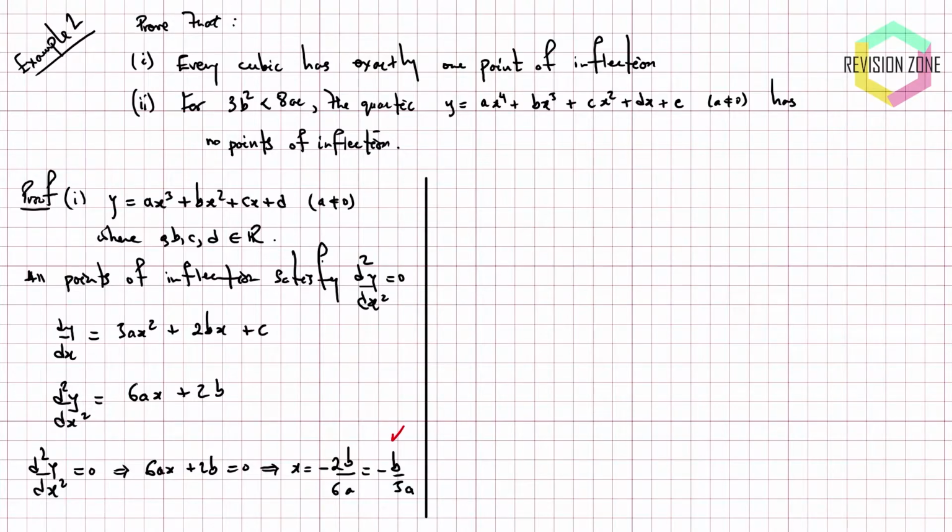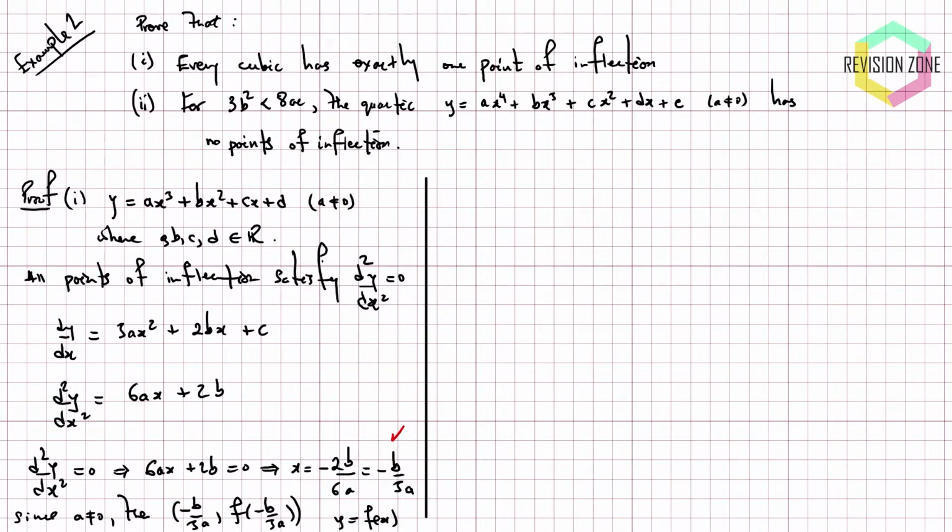We have a solution. How do we know that's a sensible solution? Because we know that a cannot actually be 0, right? So I should say here, since a is not 0, then minus b over 3a and f of minus b over 3a is going to be our point of inflection where y equals f of x is our cubic, right?